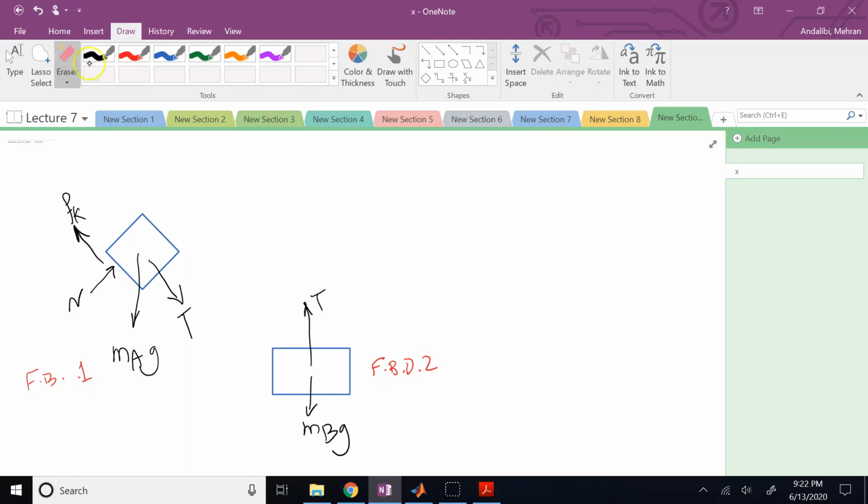Now, the question I have is, what coordinate system do I use? Well, the only one so far we have discussed is rectangular. But which direction is good for rectangular? Do we go with traditional x and y, x right positive, y upward positive? Well, for object B, it definitely works because T and MGB are in the y direction, so I do not have to decompose any force. It's perfect.